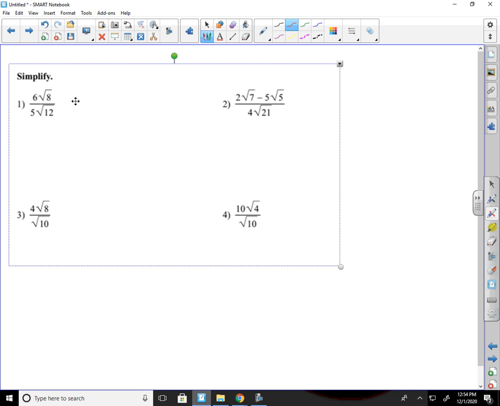8 breaks down to 4 and 2. So that means I bring a 2 out in front, which gives me a 12 out there. So it's 12 root 2. On the bottom, the 12 will break down to 4 and 3. And then 4 breaks down to 2 and 2. So 2 comes out in front. And I'm left with 10 root 3. Then I'll just reduce the front now. I can divide 12 and 10 both by 2. Gives me 6 root 2 over 5 root 3.